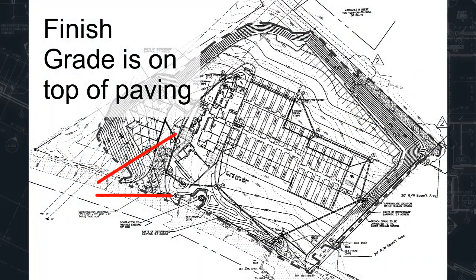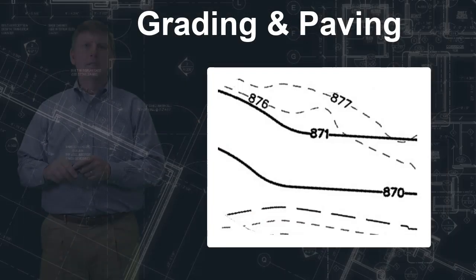Also of note is that the finished grade is always over the top of whatever it's showing on the drawing. So if it's going over a parking lot, it's actually on top of the pavement. If it's going over a sidewalk, it's on top of the sidewalk. If it goes over a curb, it's on top of the curb. So it's always the finished grade, the top of. And that's going to be important as we look at how to calculate the cut and fill for grading.